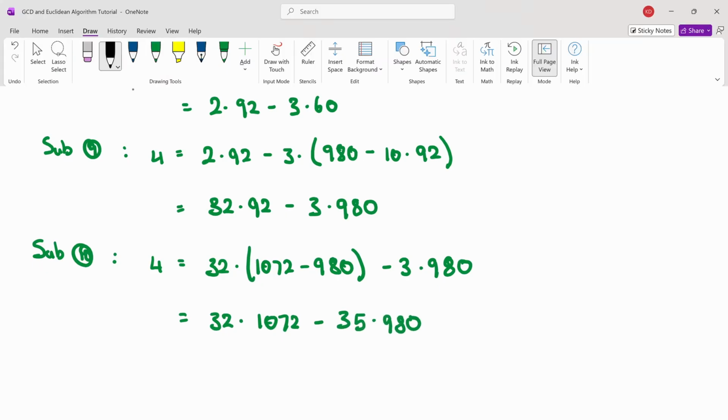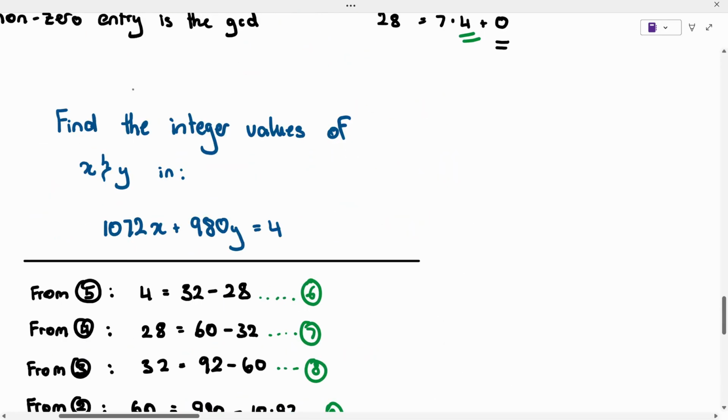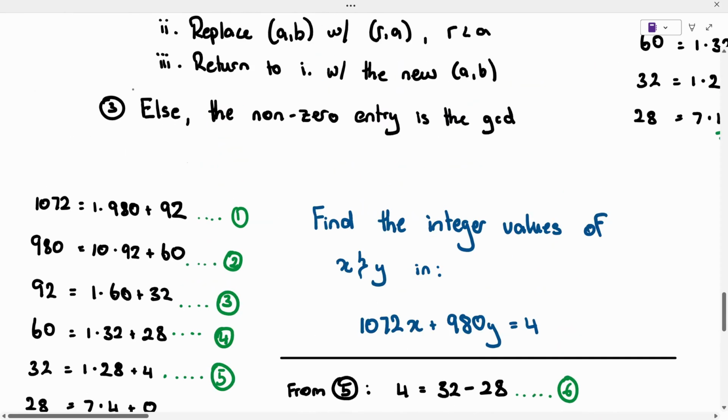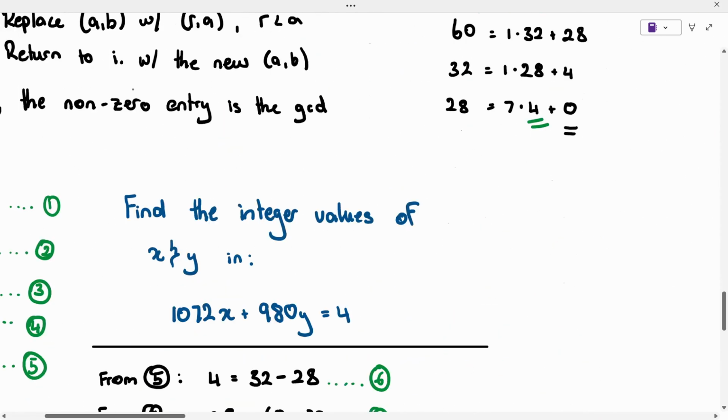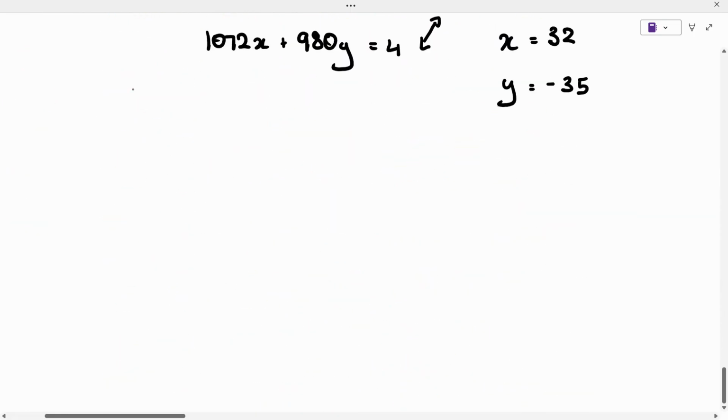So if we compare 1072x plus 980y is equal to 4, we see that x is equal to 32 and y is equal to minus 35. And that is how we get the answer to this question. So all we need to do is use our equations that we used in part 1 where we found the GCD, and then we backward substitute until we get our answer.